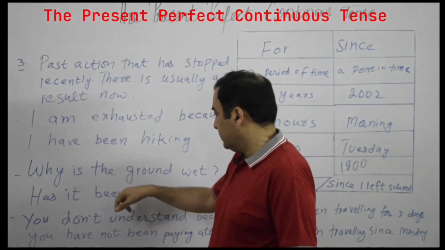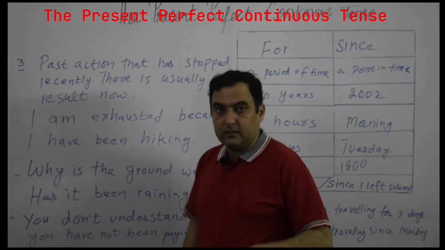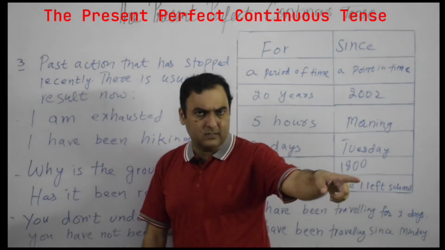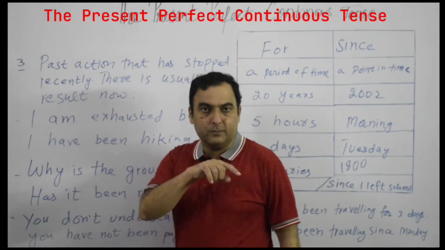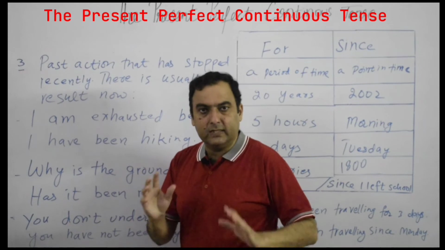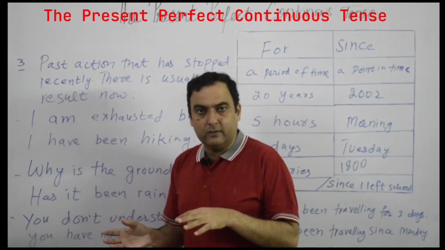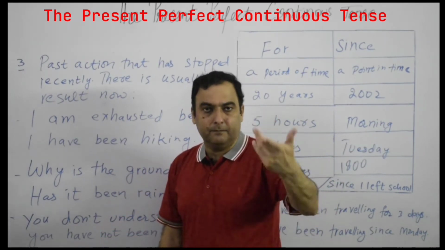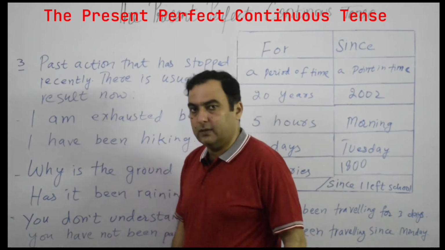Another example is, why is the ground wet? You ask your friend, why is the ground wet? Has it been raining? So it's been raining, that's why the ground is wet. So the ground is wet is the result, and it has been raining. The present perfect continuous tense.